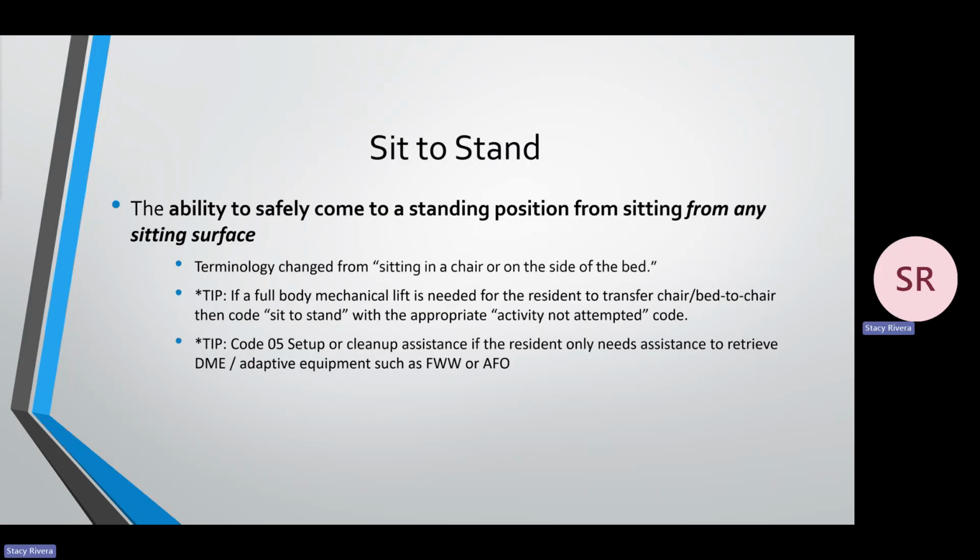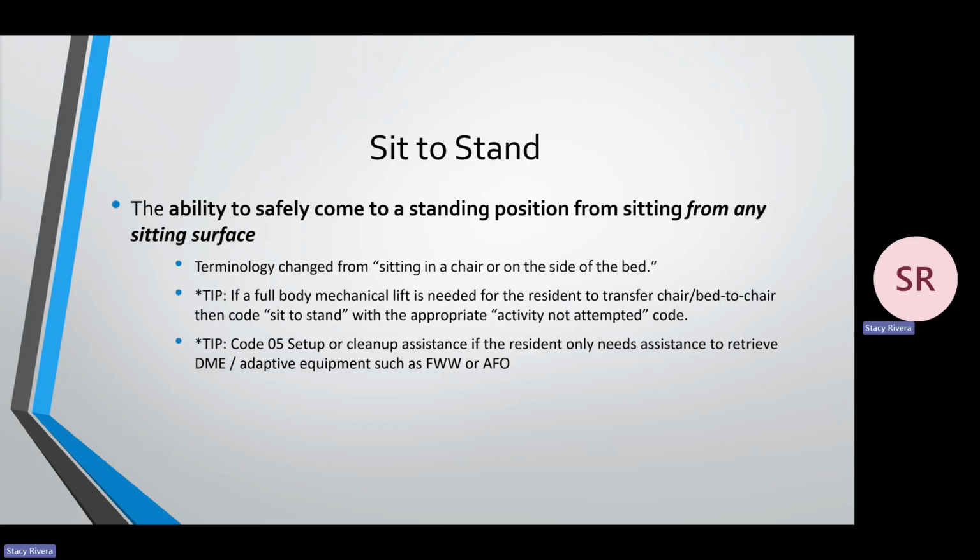Okay. So if we have to use a mechanical lift such as a Hoyer lift for sit to stand, that's going to be that the activity was not attempted. You choose the right not attempted code, which would probably be medical safety for this one. So that is going to be your 88, not attempted due to medical condition and safety concerns. If they need 2 people or one of your sit to stand lifts, they're still completing the activity, right? Sit to stand, they would be dependent.